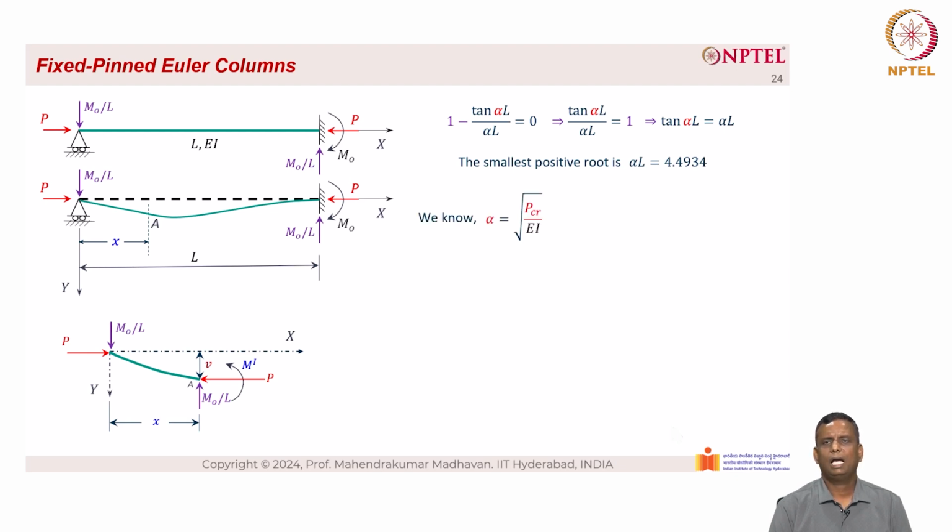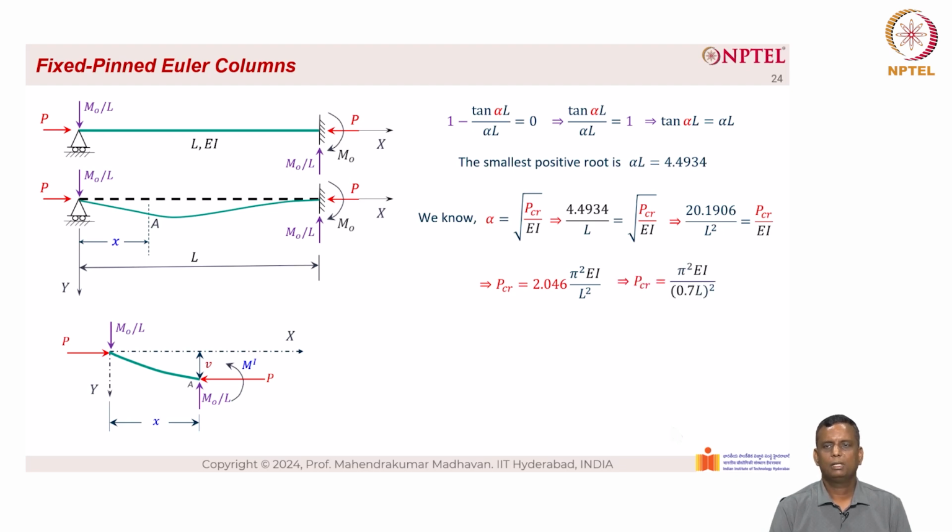So we know that alpha equals root of P critical by EI. So 4.4934 divided by L is equal to root of P critical by EI. So 20.1906 by L square is equal to P critical by EI. So P critical equals 2.046 into pi square EI by L square. When we arrange it, we have P critical equals pi square EI by 0.7 L the whole square, which is the Euler buckling equation for fixed and pinned condition.